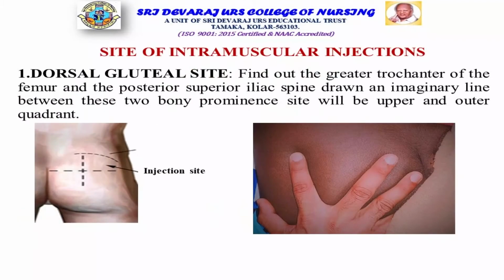Coming to the different sites of intramuscular injections. There are different sites such as the dorsal gluteal site and vastus lateralis site, as the images are displayed. For the dorsal gluteal site, find the greater trochanter of the femur and the posterior superior iliac spine. An imaginary line is drawn between these two bony prominences, and the site will be the upper and outer quadrant.